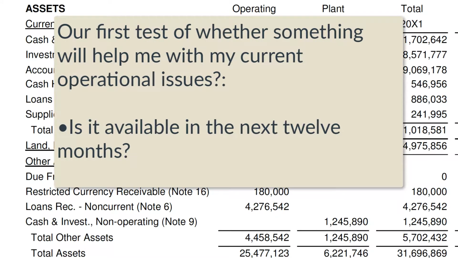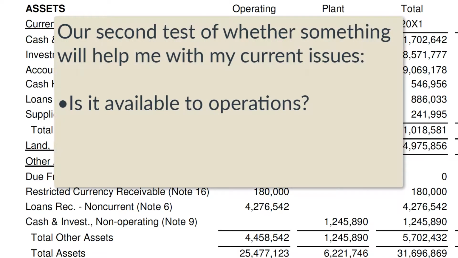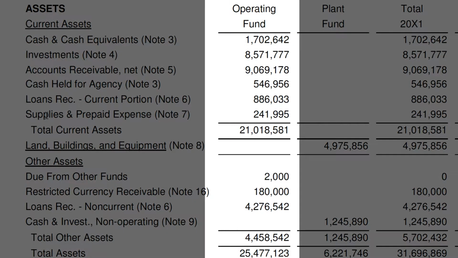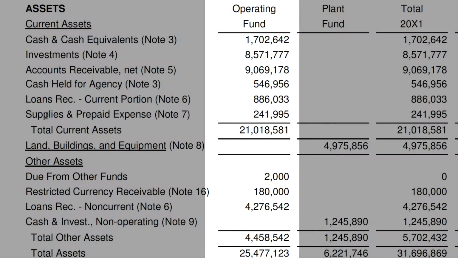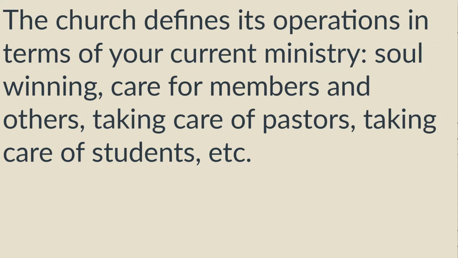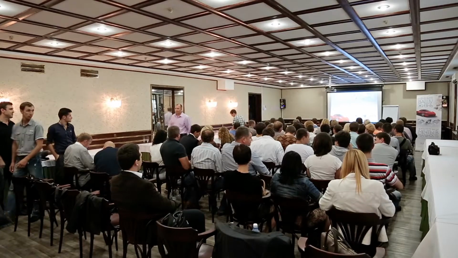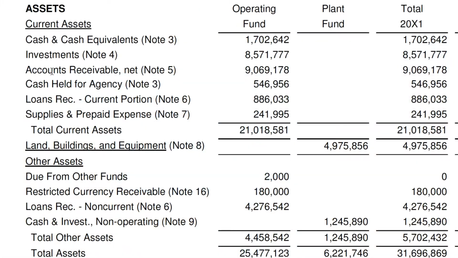Most people stop with this first test, but an asset also has to meet the 12-month test and meet the purpose test before it can be called a current asset. This purpose test is whether the asset will help me with current operational issues. That is, is the asset available for operations? The church defines operations, so to answer this, we have to look at first what are operations. The church defines operations by focusing on your current ministry. What are you doing to win souls? What are you doing to take care of the souls that you do have? What are you doing to take care of your members? What are you doing to take care of your students or your pastors? So to be a current asset, it has to do with current ministry issues.